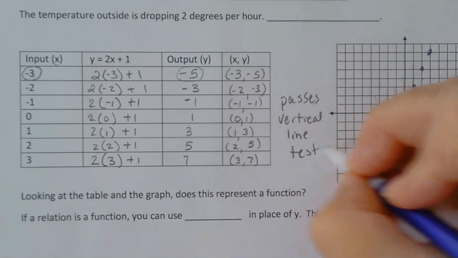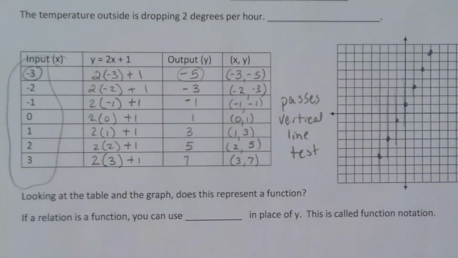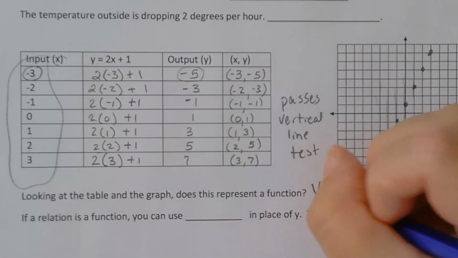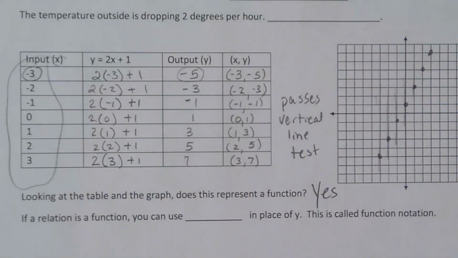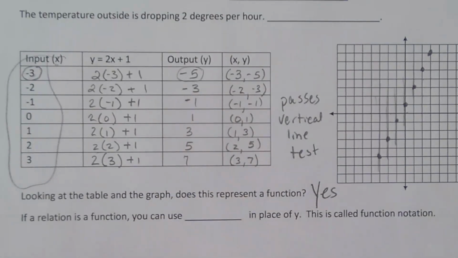Also, if you look at the input values, none of my input values are repeating. So this means that this is a function. So for every input, there's exactly one output.